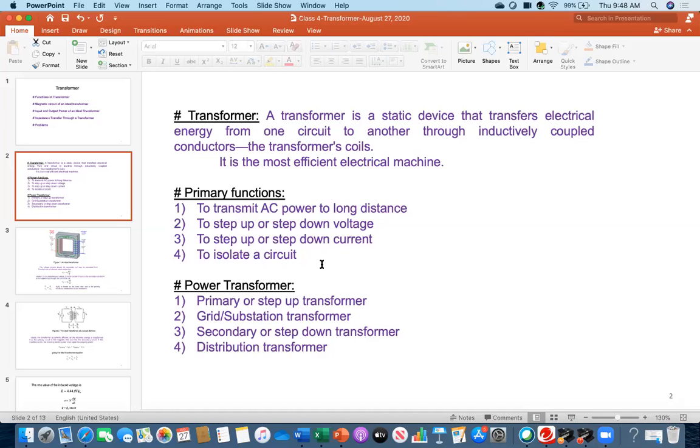So this means you are able to provide isolation. In some applications, you need to isolate the circuit. That is the meaning. So these are the primary functions of the transformer.